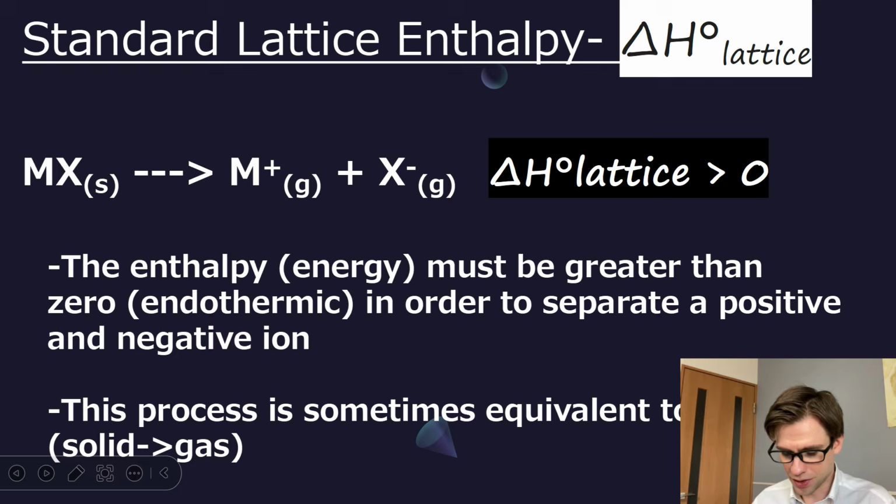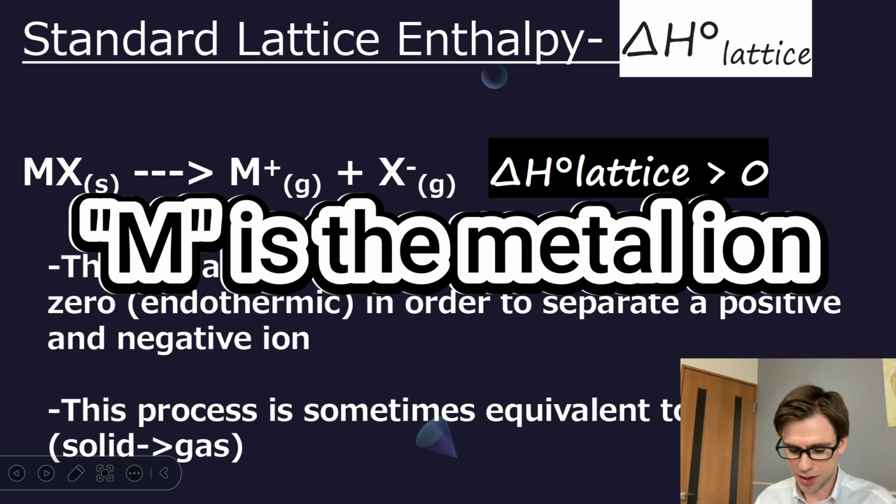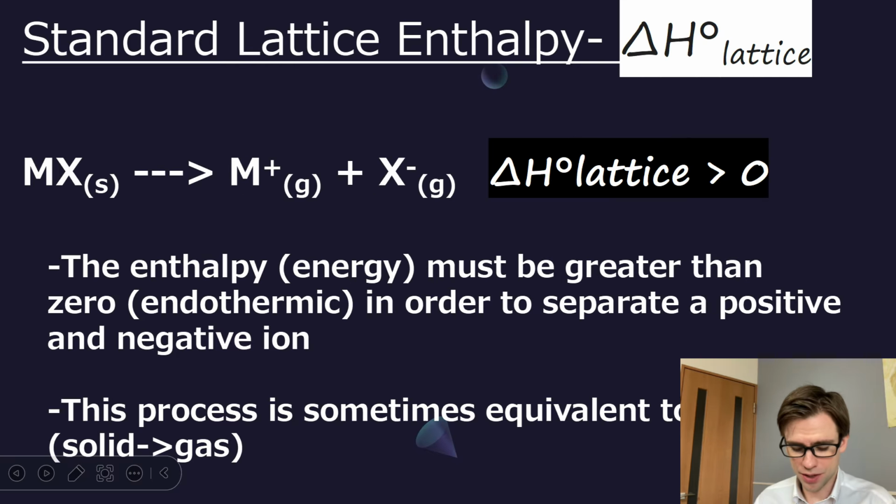So what can we say about this? We can draw a little formula actually. MX we can say is our metal, our cation in the ionic compound. X is the non-metal or the anion. So it begins as a solid salt, ionic salt, and then we'll separate it into M plus gas and X minus gas. Just rip those ions out of the structure into gases. So it turns out this energy, delta H lattice for this process, is always greater than 0. It requires you to put in your own energy to accomplish this, to separate these ions.